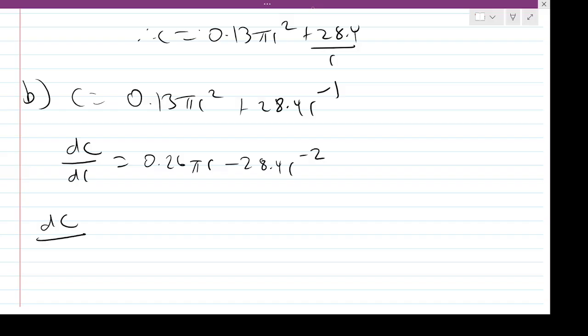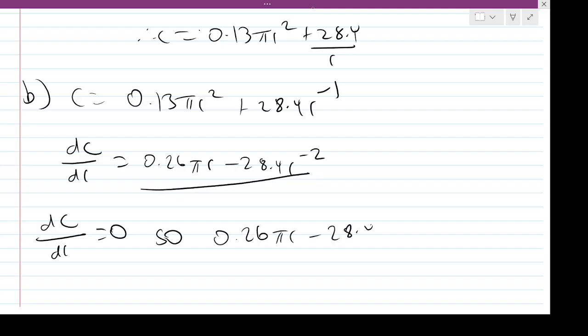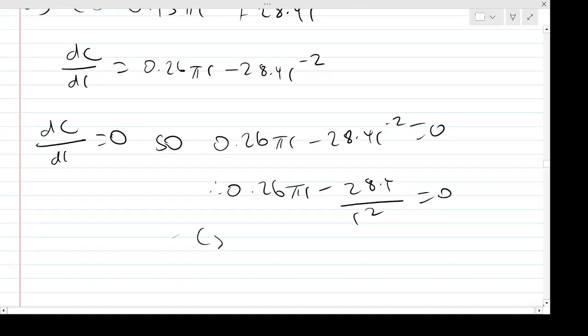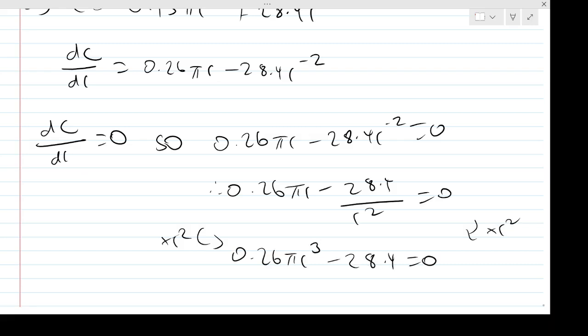Now I want to find the minimum. That has to be a stationary point, which has to be set to 0. So I need to set this equal to 0 and solve for r. Again, I should convert this index back to an actual fraction to make it easier to solve: 0.26 pi r minus 28.4 all over r squared equals 0. Now I can multiply everything in the equation by r squared to get rid of the fraction. So then 0.26 pi r cubed, r times r squared is r cubed, minus 28.4 equals 0.